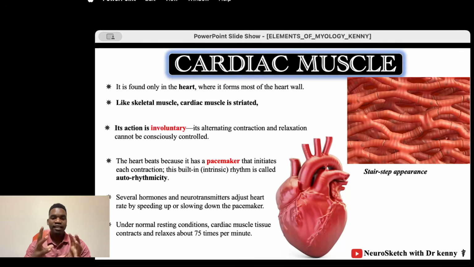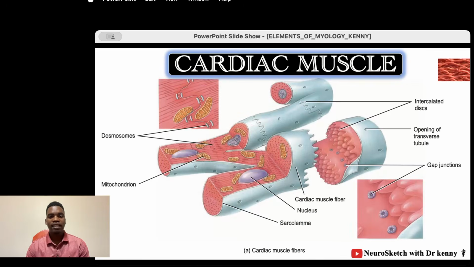So the cardiac muscle, unlike skeletal muscle, contracts and relaxes in a coordinated manner with an auto rhythm, roughly about 75 times in a minute. So every minute the heart contracts and relaxes 75 times. So this is a cardiac muscle.